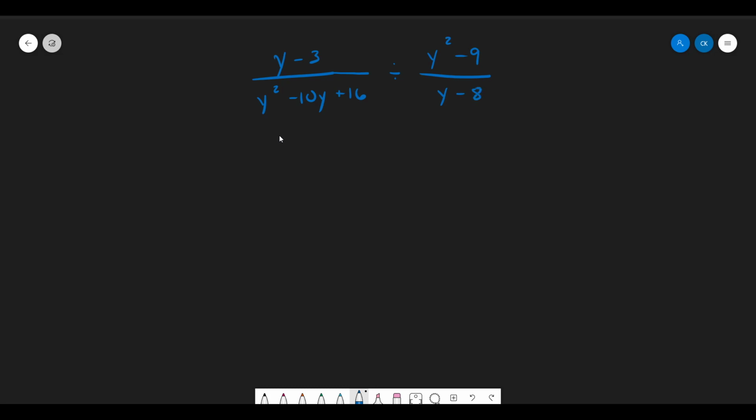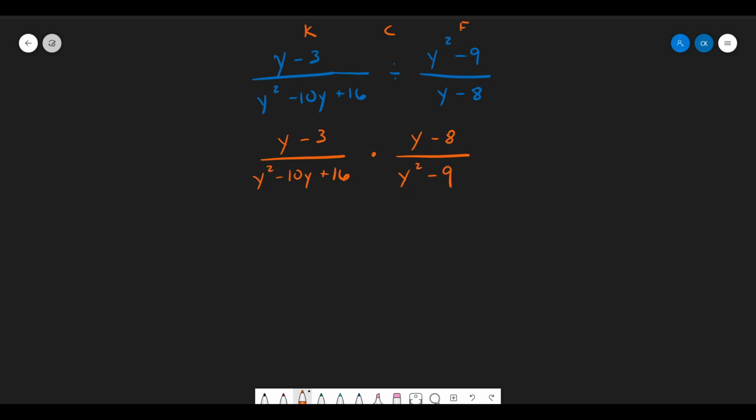Okay. So, first things first, I see that it's division. What we have to do with division is keep, change, flip. Keep the first one exactly the same. Y minus 3 over y squared minus 10y plus 16. Change division to multiplication and flip the second fraction. Y minus 8 over y squared minus 9.